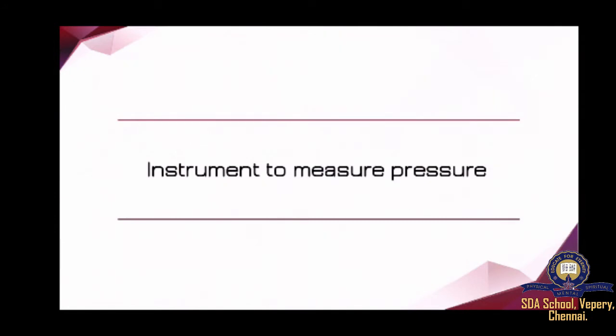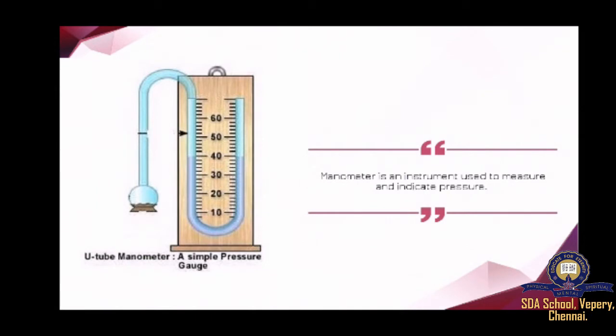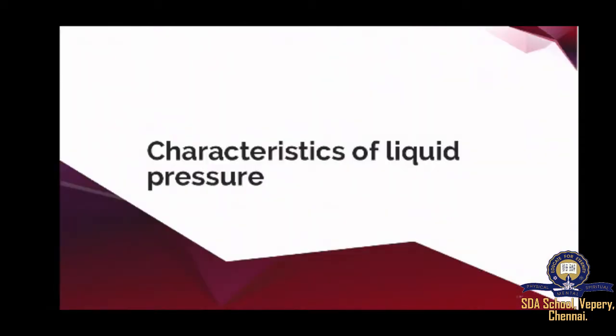Do you know the name of the instrument to measure pressure? Manometer is an instrument used to measure and indicate pressure. This is the picture of a U-tube manometer. This is an analog device. Nowadays, digital devices are available to measure pressure of liquids and gases. In today's class, we will be focusing on the characteristics of liquid pressure. We will learn the characteristics using various activities, so it's going to be an interesting session.